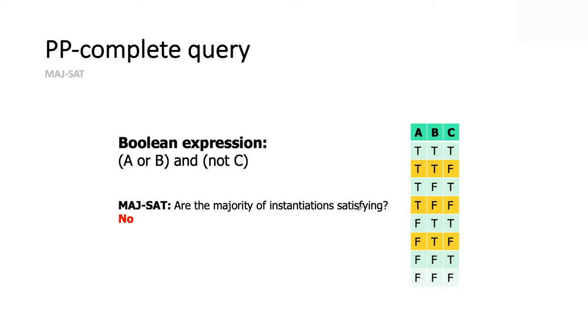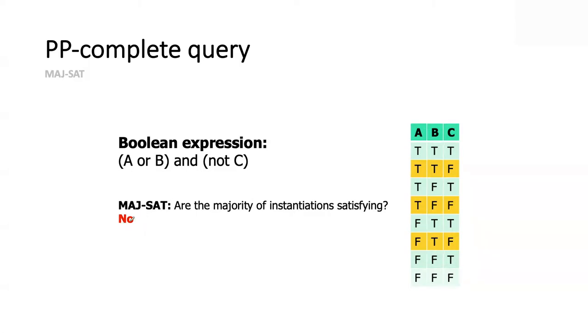So in this case, I'm not just looking for one guy. I basically have to count the number of candidates that satisfy the given property. And in this case, the answer is no, because I have 8 instantiations, and it turns out that only 3 of them, the ones that are highlighted here, satisfy the formula, and that's not a majority. 3 is not a majority out of 8. So the answer is no.